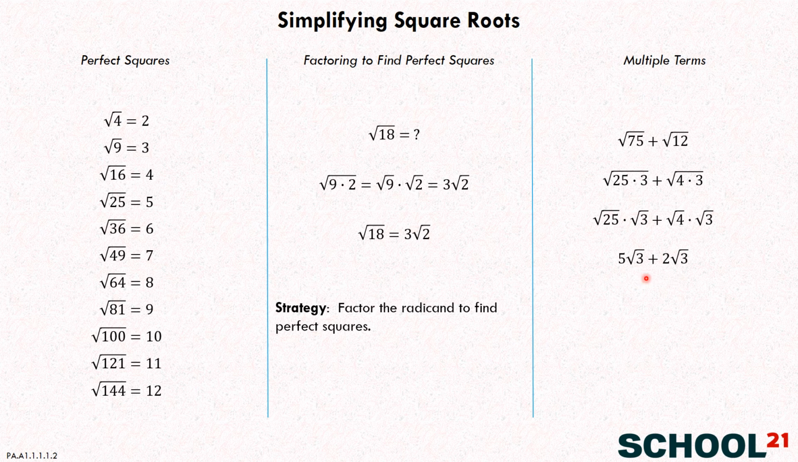Okay, now we have 5 square roots of 3 here, and we have 2 square roots of 3 here. How many total square roots of 3 is that? 7. 7. So we can rewrite this as 7 times the square root of 3, which is a lot simpler than the square root of 75 plus the square root of 12, right? Yeah. And all of that is because you knew how to simplify square roots by factoring to find those perfect squares, right? Mm-hmm. Great. Good job.